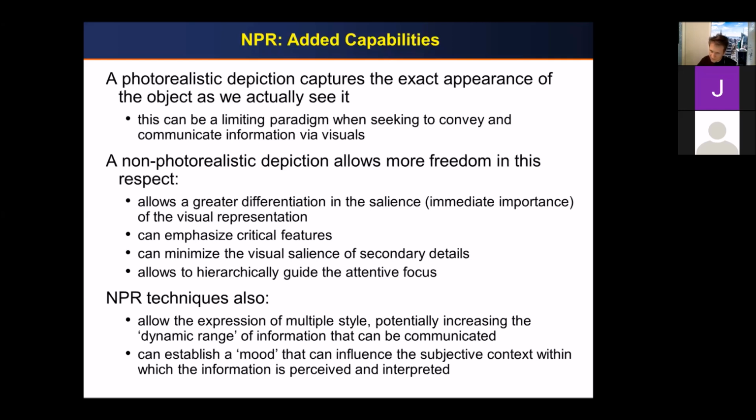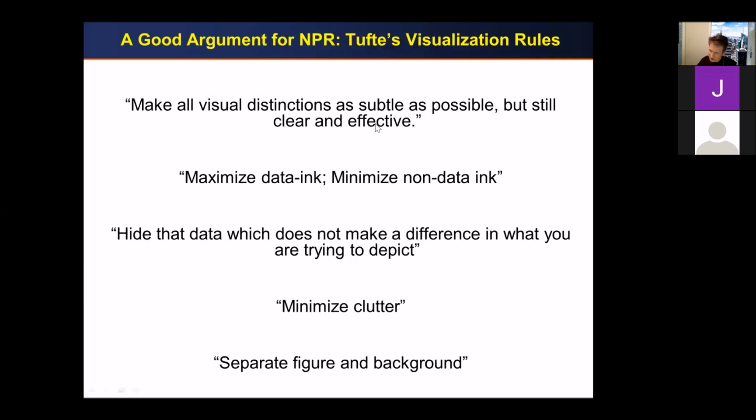Okay, so this all goes back to Tufte's visualization rules. We heard a little bit about him, but we'll hear more about him later on. He is one of the fathers of visualization, who put down these very ground rules. For example, make all visual distinctions as subtle as possible but clear and effective. Really focus on the substance of a picture, make that clear and effective, and disregard everything else. Basically maximize the data ink and minimize the non-data ink. Focus on what you want to see and reduce everything else to not dark.